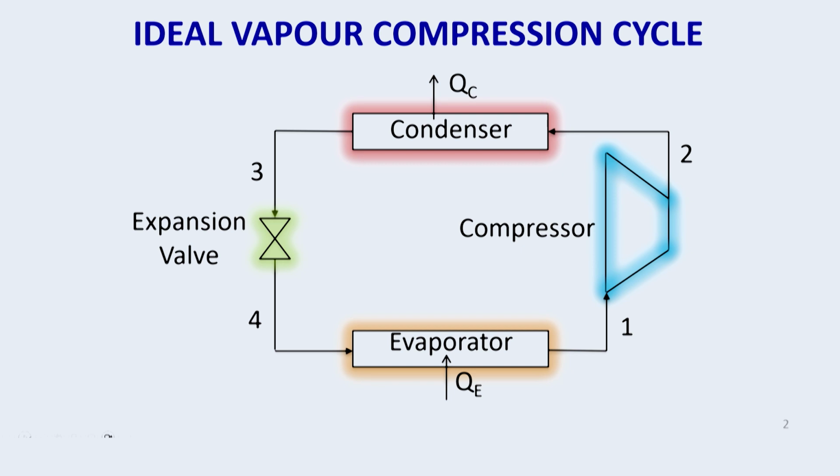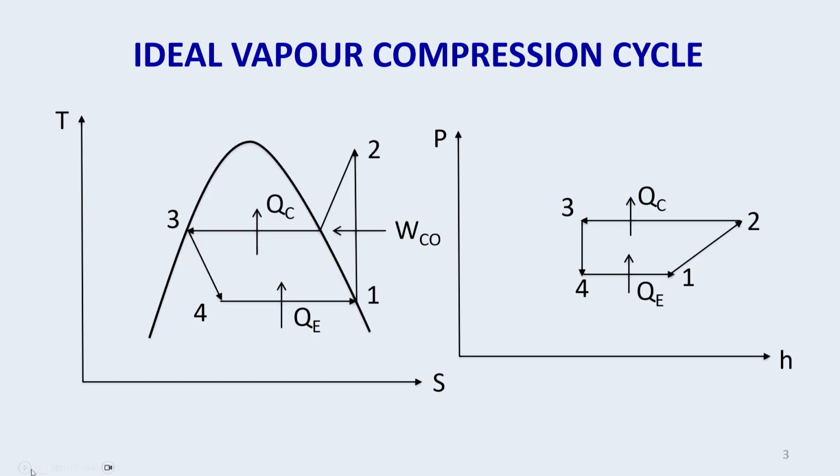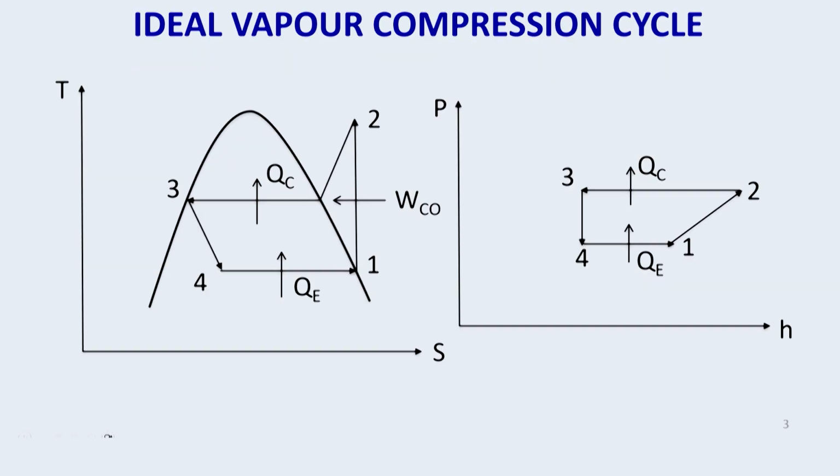During the process 4 to 1 also, it is an isobaric heat addition process. Of course, during the phase change, the process is isothermal. So this is the temperature entropy diagram and the pressure enthalpy diagram, which shows the 4 processes: 1 to 2, 2 to 3, 3 to 4, and 4 to 1.